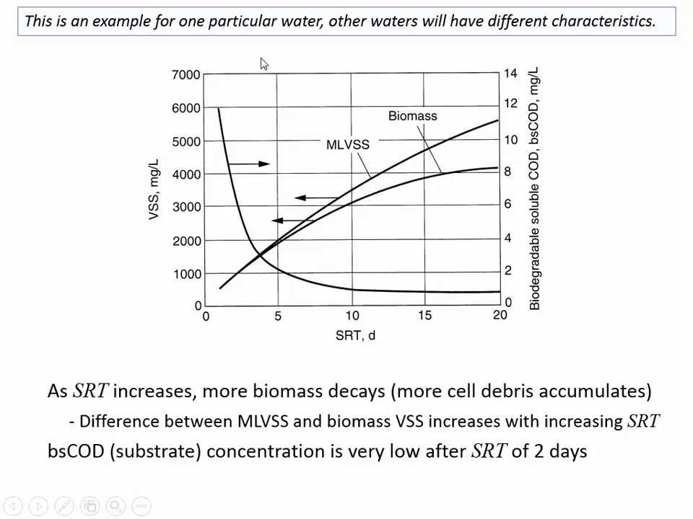You know, like 5 days of solids retention time, most of the performance has been achieved. If you double it, it's only a small improvement in performance. If you go from 5 to 10, it looks like you're going from about 2.2 milligrams per liter down to maybe 1.2 milligrams per liter. Doubling the solids retention time only has a small improvement in the effluent concentration.